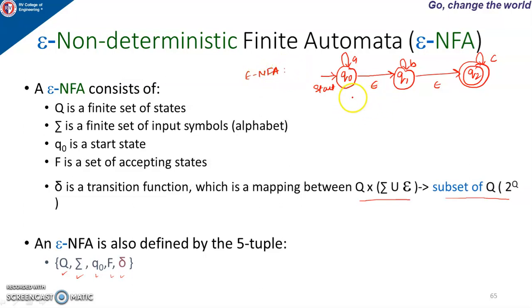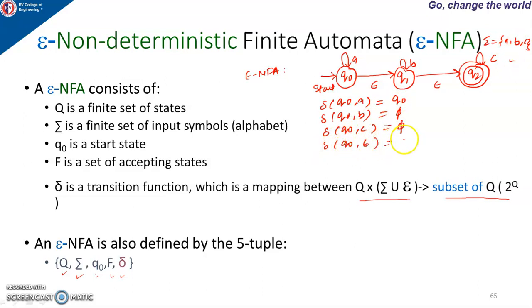Here you can see why it is null NFA, because it is possible for a machine to make a transition from one state to another state without any input. Null transitions are involved, so that's why we call it null NFA. Now delta of Q naught, A is Q naught. Delta of Q naught, B is phi. Delta of Q naught, C is phi again. There are 3 inputs, so sigma is equal to A, B and C. And delta of Q naught, null (epsilon) is Q1.